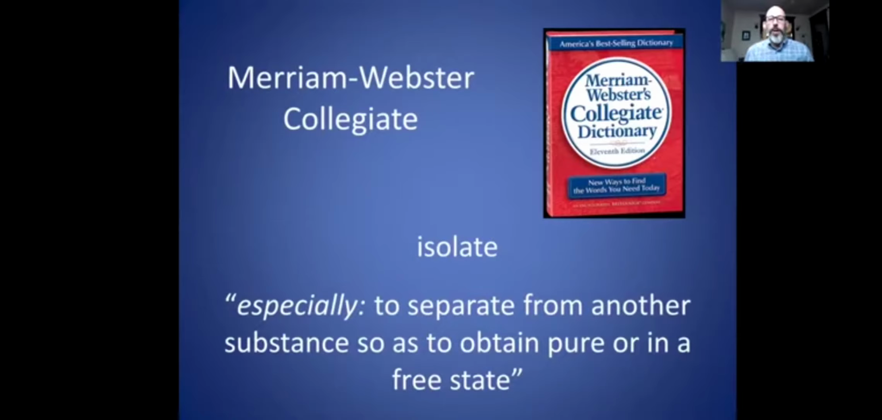So before we get into those papers, I just want to go over the definition of isolate, because I think that this has been confused by some of the scientists as to what it means and what procedure they're using. So this is from the Merriam-Webster Collegiate Dictionary. And it says, especially to separate from another substance so as to obtain pure or in a free state. So in other words, nothing else is mixed with it. Very key.